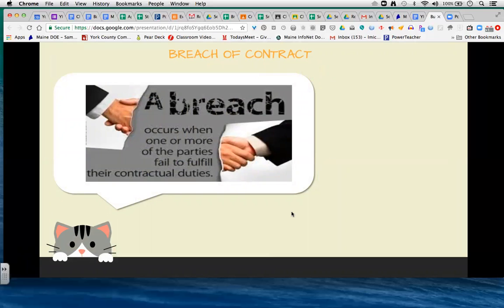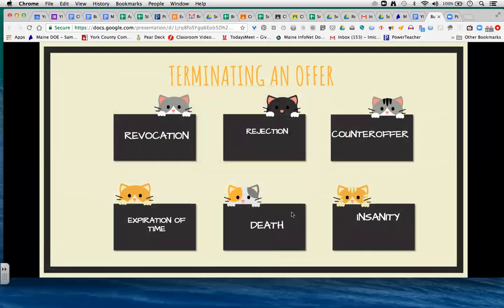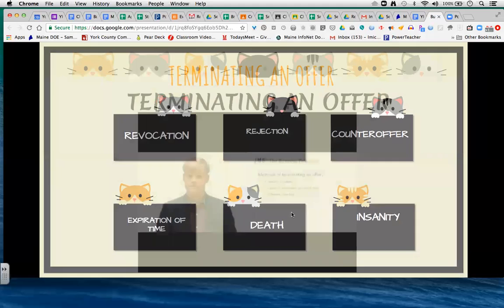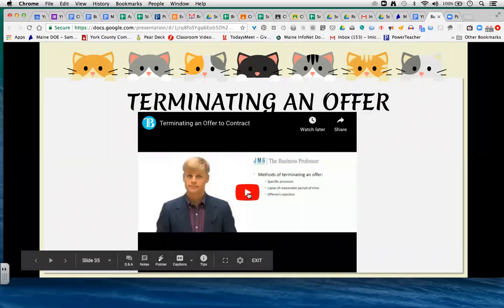A breach of contract occurs when one or more of the parties fails to fulfill their contractual duties. That's a breach of contract. There are many different ways to terminate an offer: revocation, rejection, counteroffer, expiration of time, death, or insanity. Let's learn a little bit more about terminating an offer.